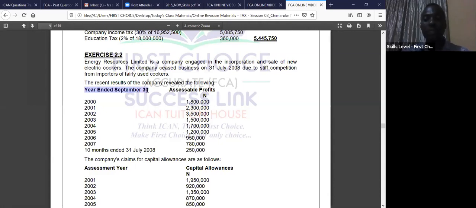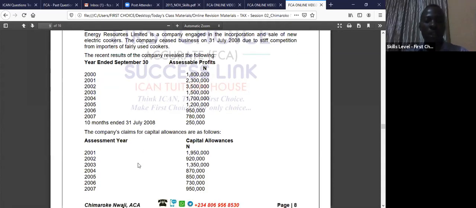Year ended is for basis period. Year of assessment is year of assessment. So if I were you, after I see year ended, I will come here and write year of assessment. So I will put here 2001, 2002, or I can do it side by side. So this is 2001 year of assessment. I must use preceding year basis. This is 2002. And capital allowance is always given to you according to year of assessment. So you can see that they give us from 2001 and not from 2000. So 2001, 2002, 2003 up to 2007.